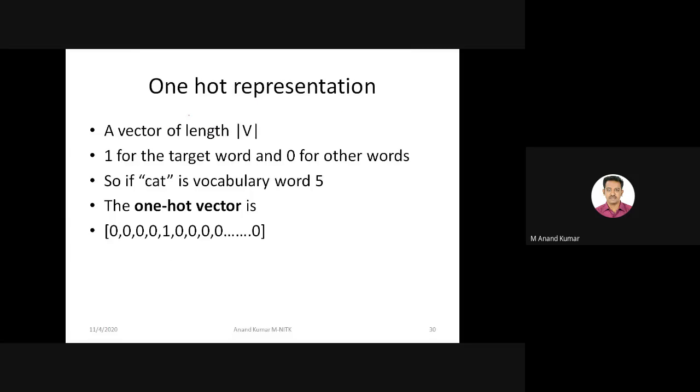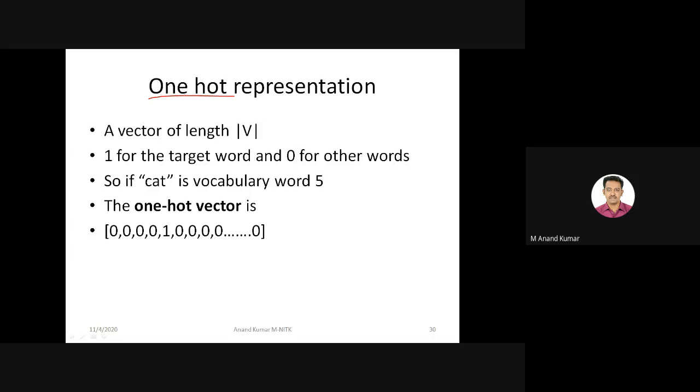Okay, so earlier, before the word2vec model, there was a popular model called the one-hot representation. This is the earlier model. From the 80s till the 90s, people used to have that one-hot representation. But now also we are using one-hot representation as a part of the dense embedding model.